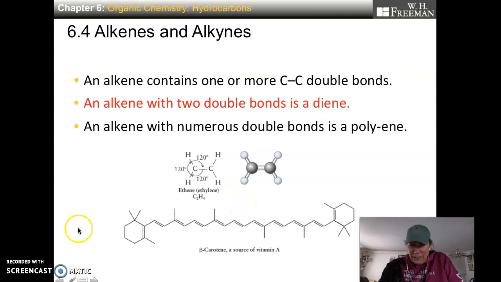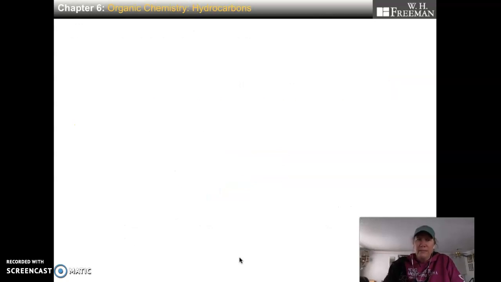And you can get crazy like this. See all the double bonds here? This is actually beta carotene. It's a source of vitamin A. It's one of the pigments, especially in carrots, the orange color. So you can see they can be very simple, or they can be very complex.